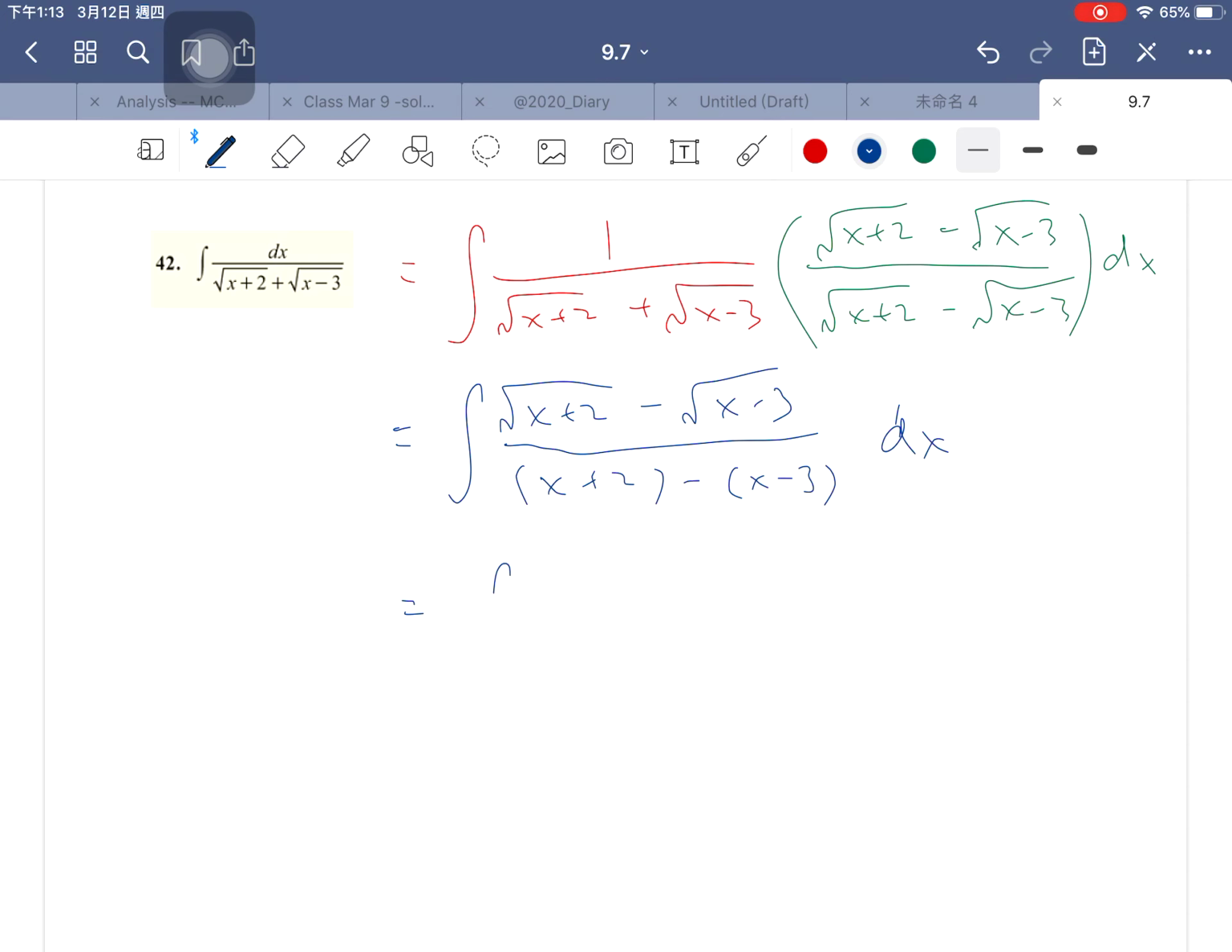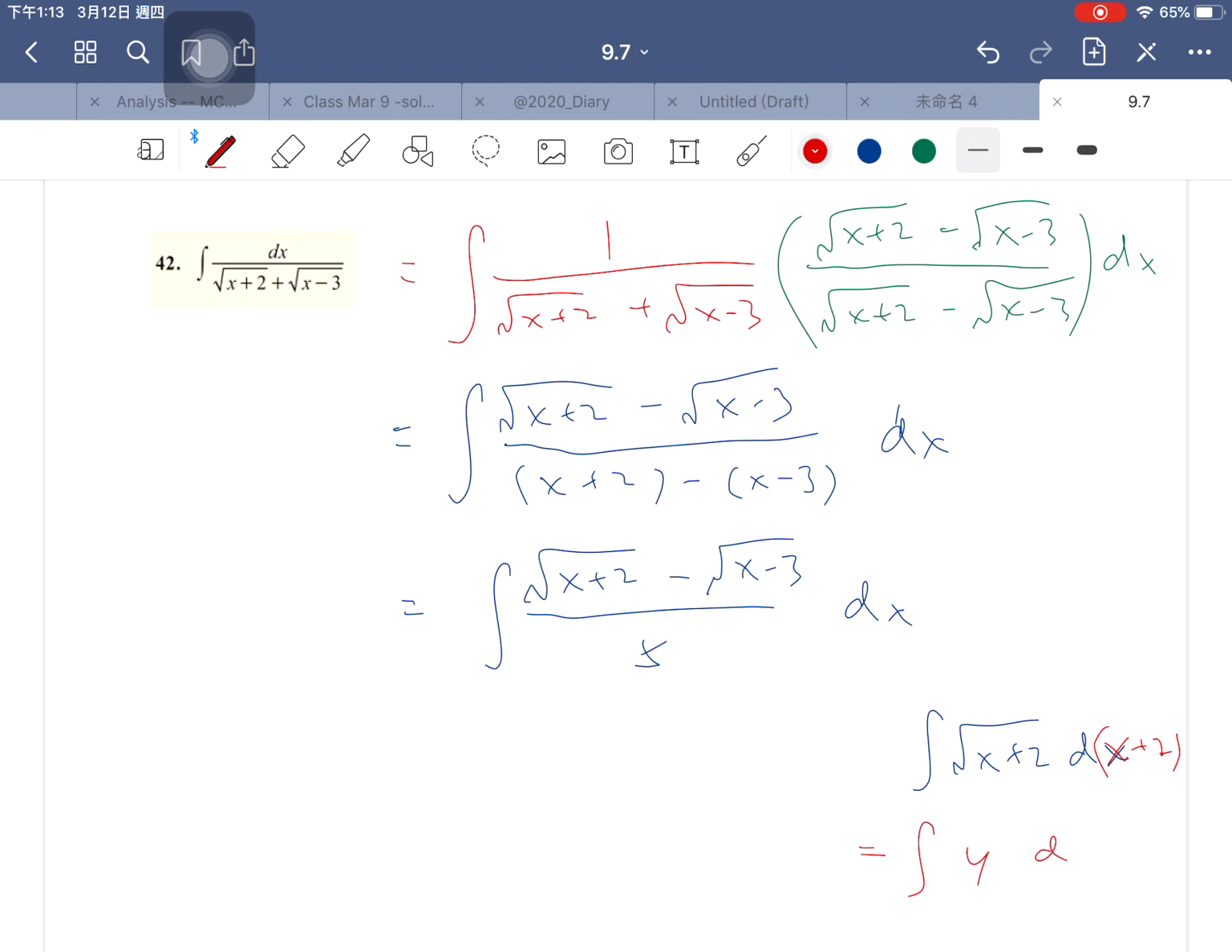You find that the denominator is just 5 dx, and then you can see that you solve the problem, because you know how to integrate this x. You know how to integrate root x plus 2 dx. You just replace it by y equals x plus 2, and then it is just the integral of root y dy. Then again you do the rest.